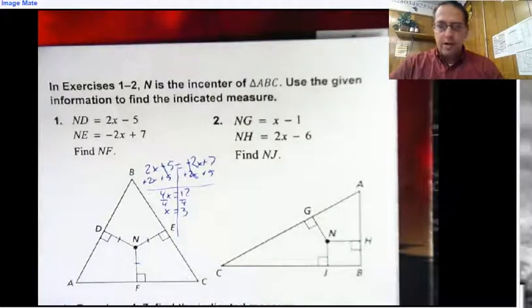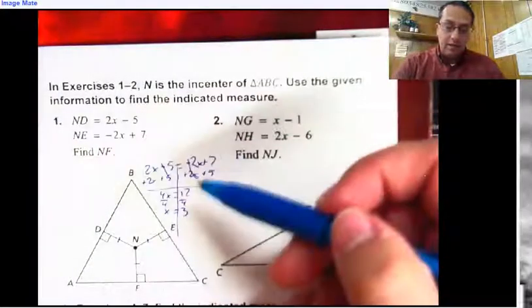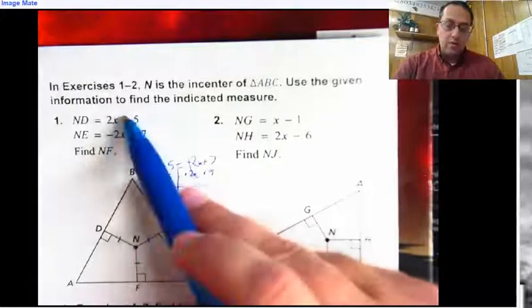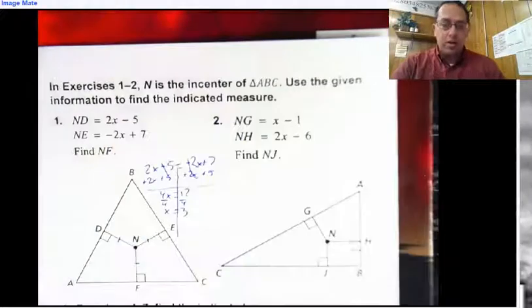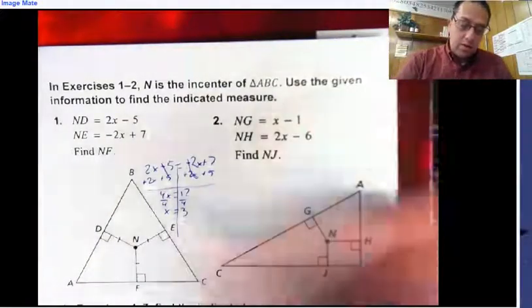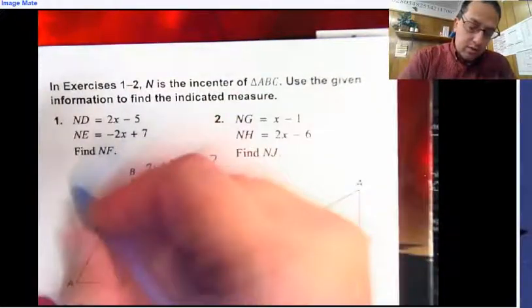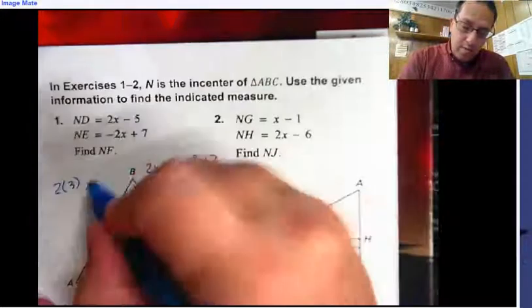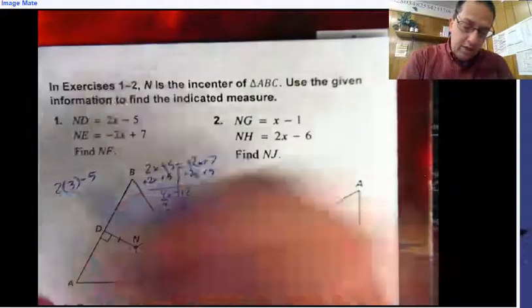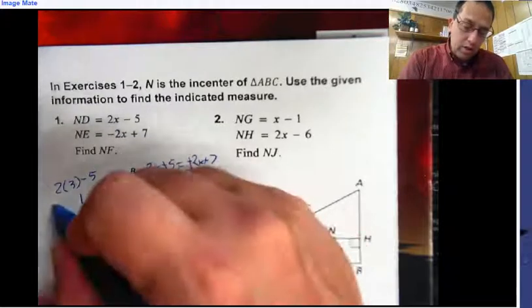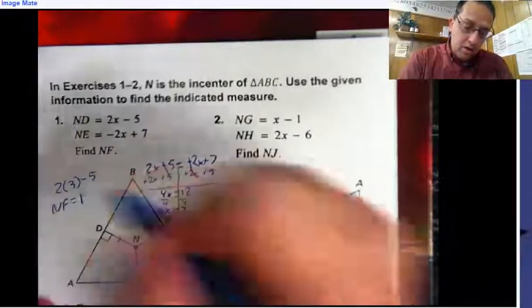But it didn't ask me to find x. It asked me to find the length of NF. I don't have NF, but NF is the same as ND, it's the same as NE. So if I know how long either one of these is, then I know how long NF is. So I just could take my 3, plug it into whichever one you want. I'm going to go with ND because it's positive. So that is 2 times x, which is 3, minus 5. 2 times 3 is 6. 6 minus 5 is 1. So NF equals 1.